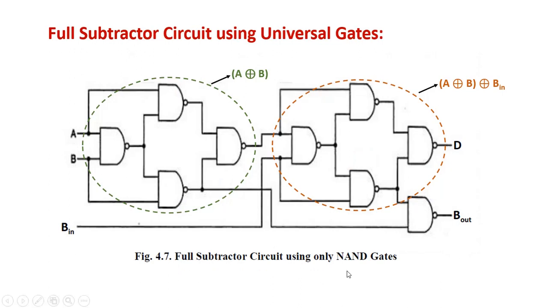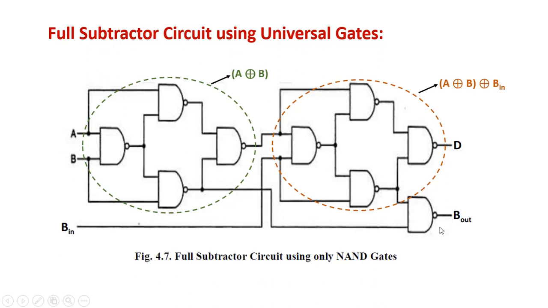Now the full subtractor using NAND gates only. This much is an XOR gate, this is another XOR gate. So you are getting a XOR b from here, and you are giving input b in to this XOR gate. So finally you are getting the difference a XOR b XOR b in. Now for b out you are giving this in this one, here you are getting the first borrow, the second borrow from here, and both will be inverted.